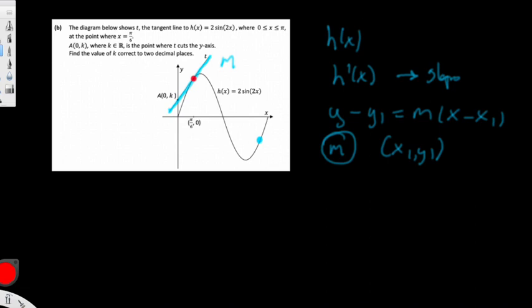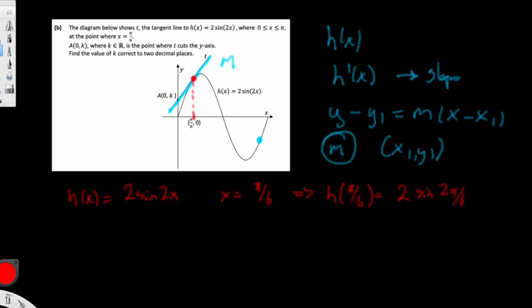Well, let's get that one first. So h of x is equal to 2 sine 2x, and the x value is equal to pi over 6. So then we'll go up to the function. We have to sub in pi over 6 into that function. So that's 2 times sine of 2 pi over 6, which is 2 times sine of pi over 3.